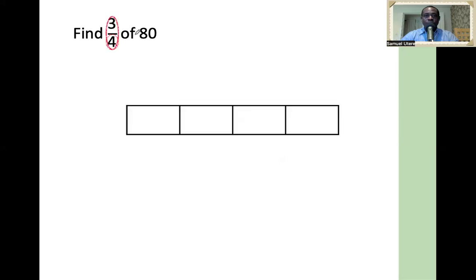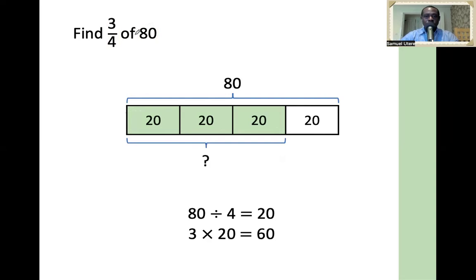Okay, let's apply that to 3/4 of 80. So it means, again, we're using the bar model. By now, you know how to use the bar model. You know how it works. So we know, in general, 3/4 of 80 means 80 divided by 4, and then whatever you get, you multiply it by 3. So that gives you this result.